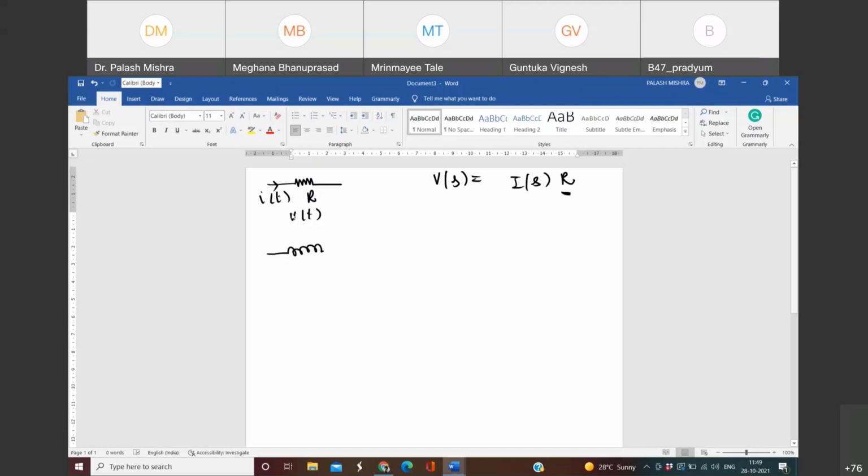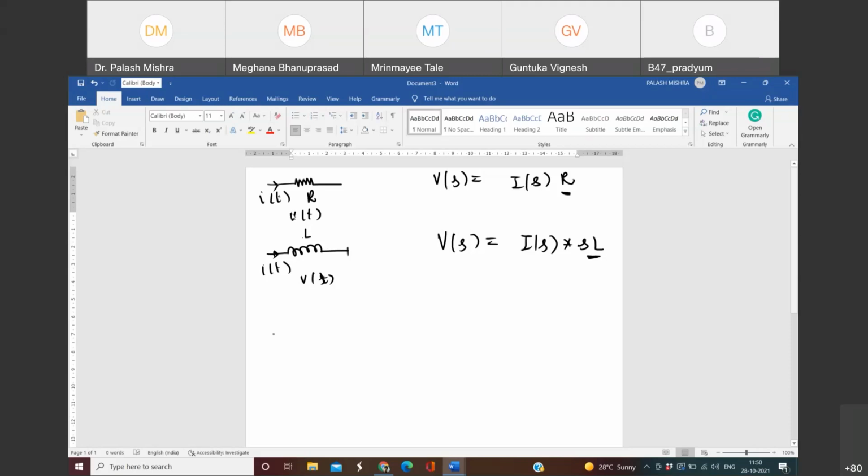Similarly, if an inductor is there, I have told you V(s), V(t) and I(t). So what was the formula? Tell me. V(s) is equal to, in the Laplace domain, I(s) times sL. Yeah. So the inductive impedance is replaced by sL in place of L. So you can represent it as sL, the impedance of the inductance in the Laplace domain.